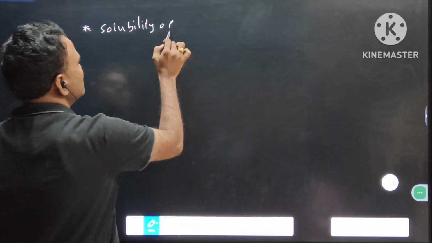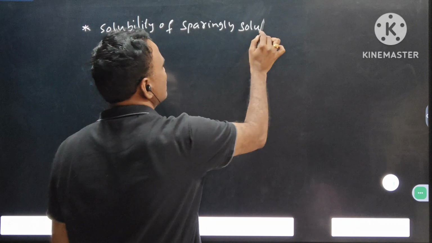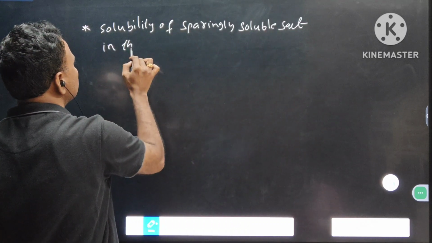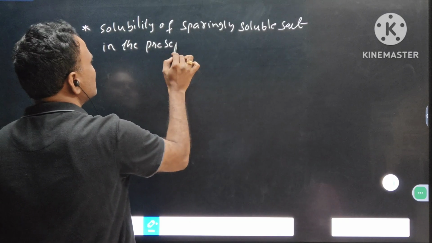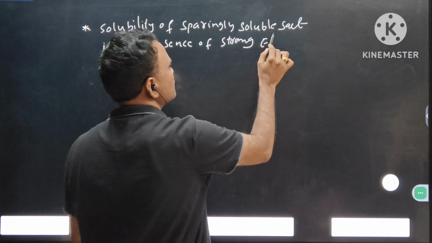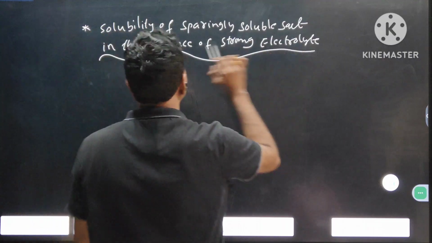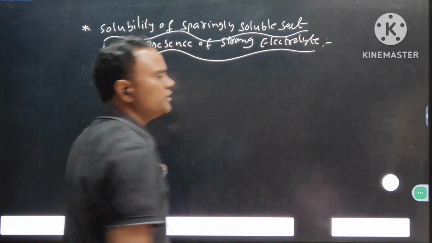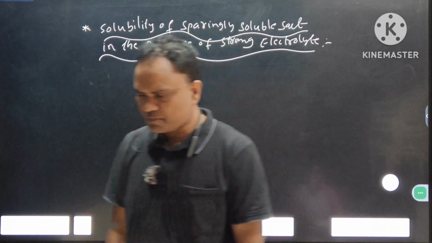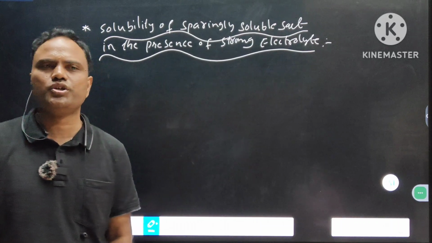Important model for NEET: solubility of sparingly soluble salt in the presence of a strong electrolyte. First of all, you should understand the question and identify which is a strong electrolyte and which is a weak electrolyte. Sparingly soluble salt means a weak electrolyte whose dissociation is very less.